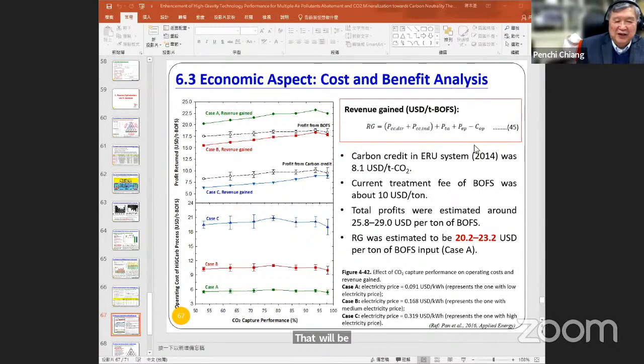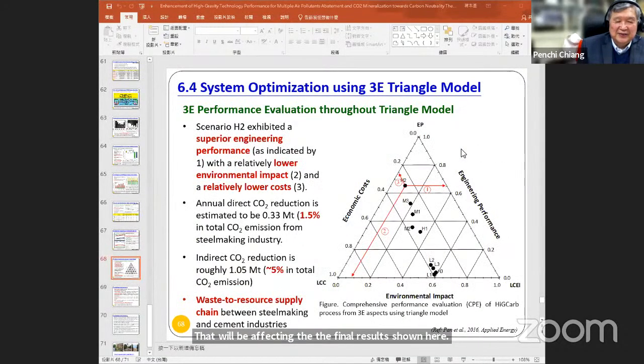So I believe this is our discussion. Finally, I evaluated all the potential technologies and some scenarios, so we can find the H2. That means the higher intensity, and the higher, I mean, the rotation speed, the higher the gas-liquid.